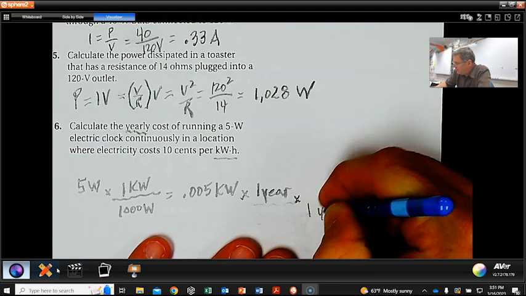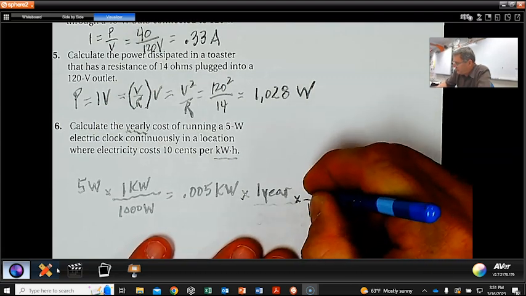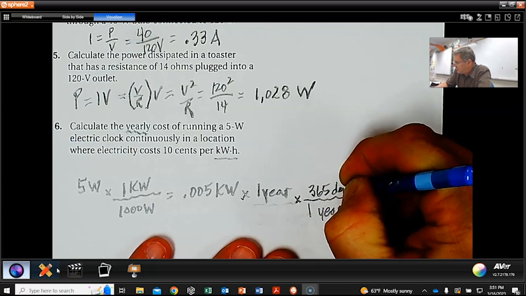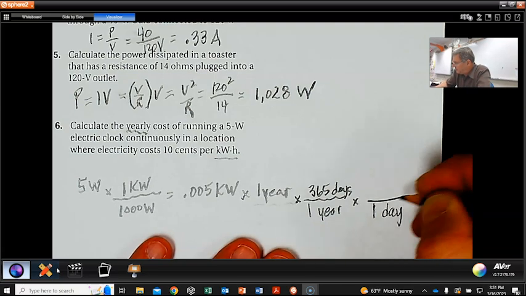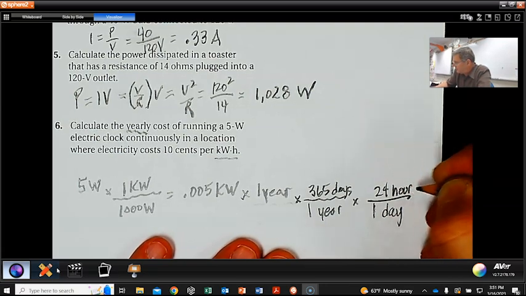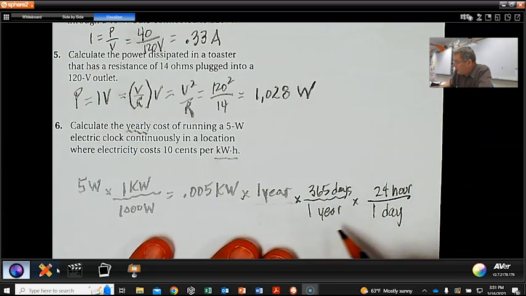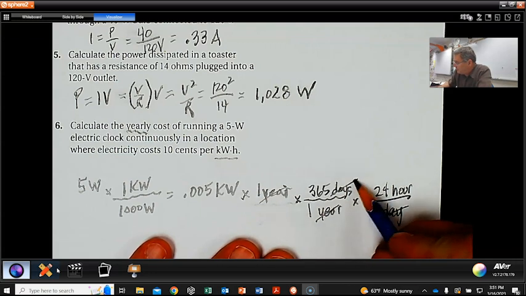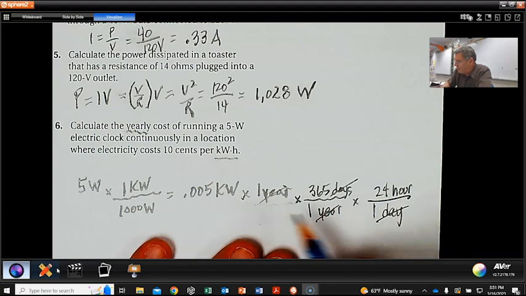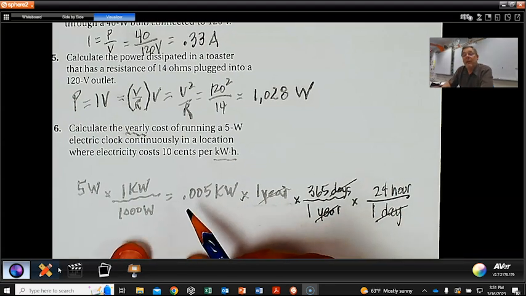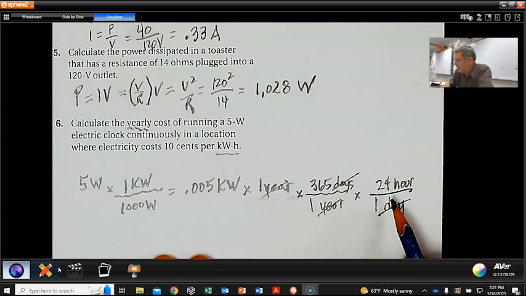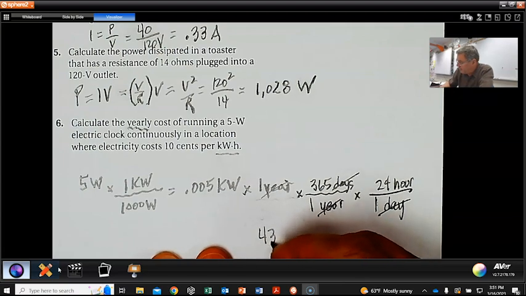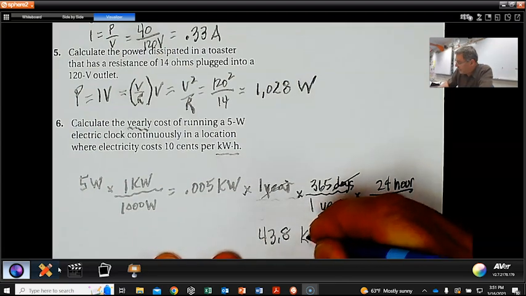I know that in 1 year, there's 365 days. And in 1 day, there's 24 hours. Okay, so my years cancel, my day cancels, and I'm left with kilowatt times hours. So when I multiply with my calculator, 0.005 times 365 times 24, I get 43.8 kilowatt hours.